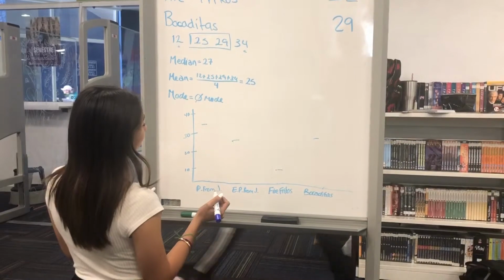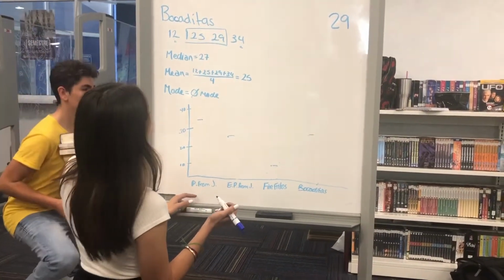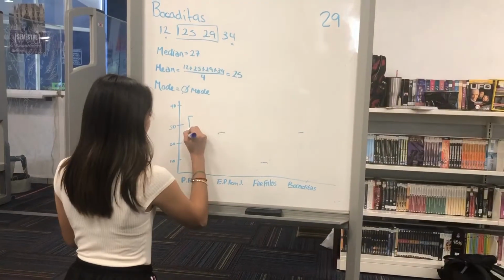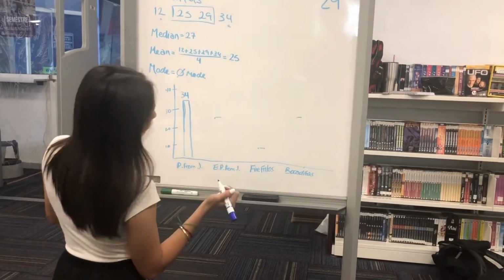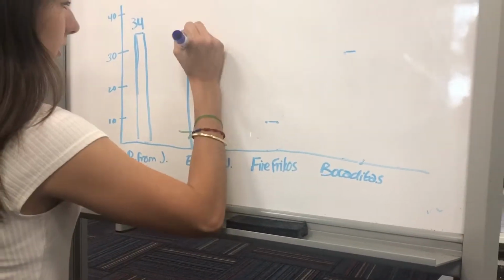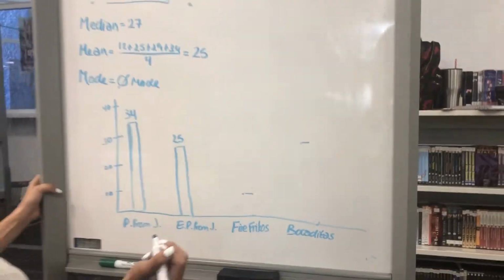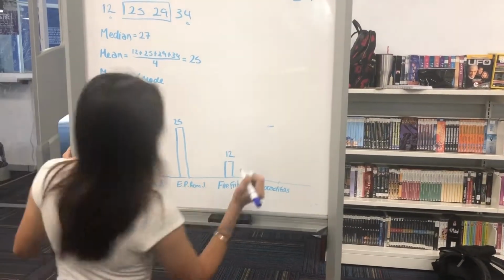To build our graph, we're going to graph the 4 variables. Peanuts from Japan. Extreme peanuts from Japan. Fire fricos. And bocaditos.